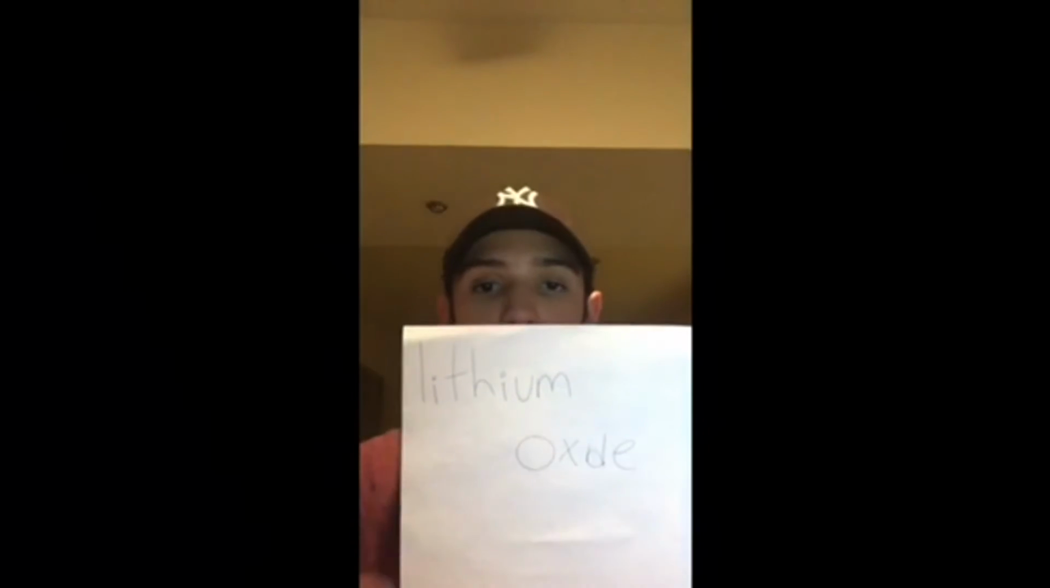And if we are given the name first and we need to make the formula, we need to look at the names, which are lithium and oxide, and then we need to look at the charges for each. So in this case, lithium has a charge of 1 and oxygen has a charge of 2, so we need to add one more lithium so that it would balance the 2 charge of oxygen. So we would write Li2O, lithium oxide.